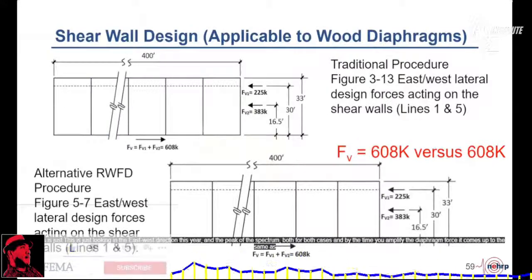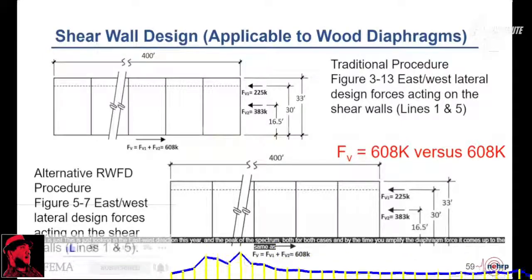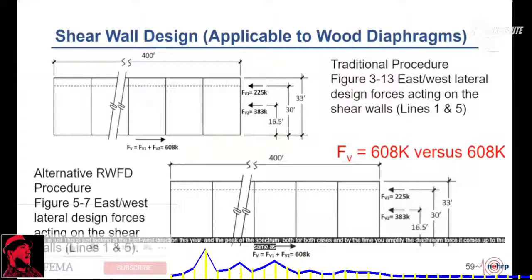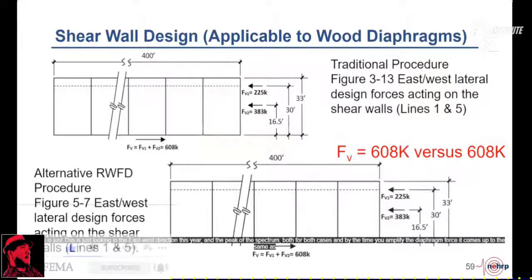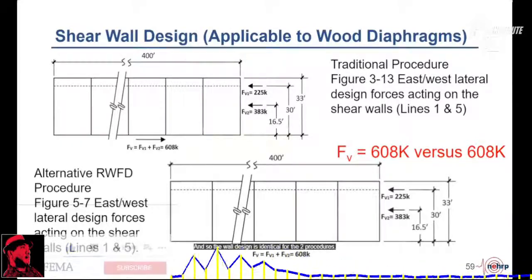And this is just looking in the east-west direction. You're in the peak of the spectrum for both cases, and by the time you amplify the diaphragm force, it comes up to the same as the diaphragm force for the traditional method, and so the wall design is identical for the two procedures.